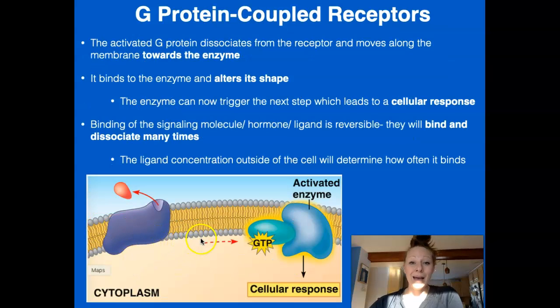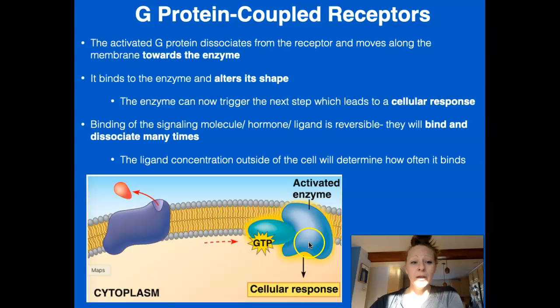Then, when it's activated, this G protein is going to move towards the enzyme, and it's going to cause a conformation change in the activated enzyme. Once this changes conformation, it's going to allow for a cellular response or a transduction pathway within the cell. So just know that there's more steps later, that this is the initiation, that this is going to initiate steps or a cellular response.